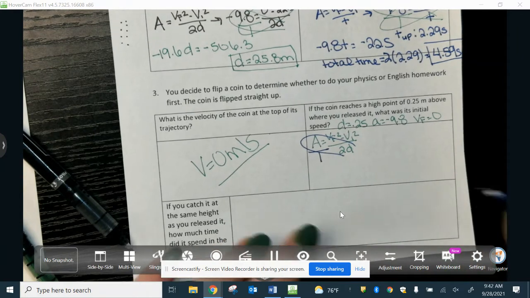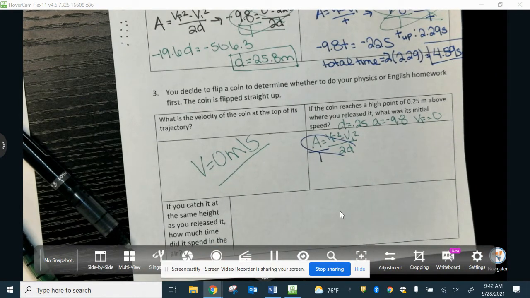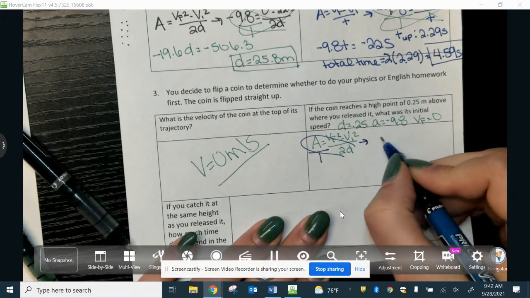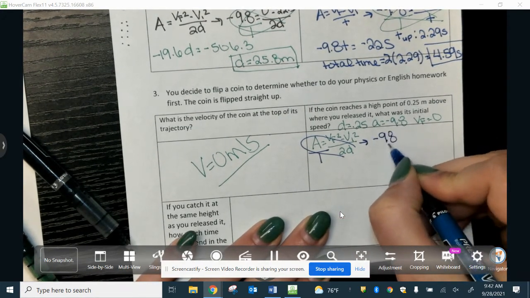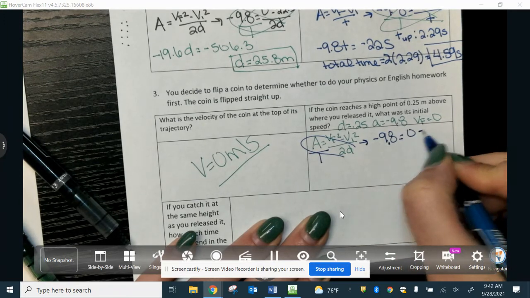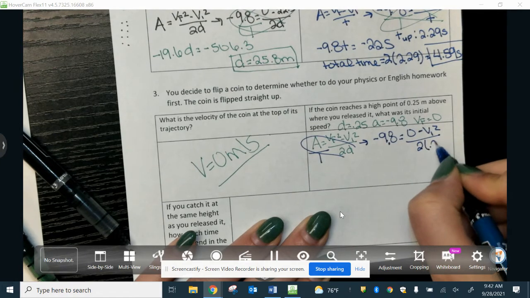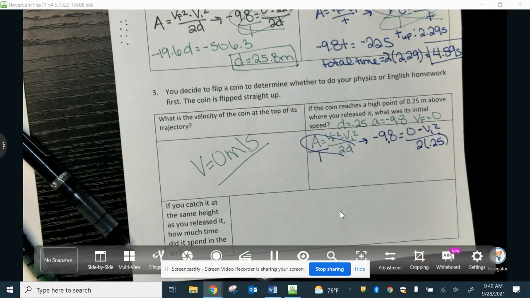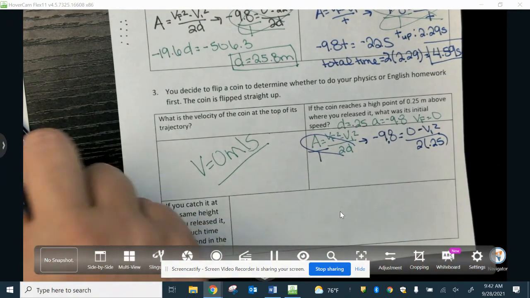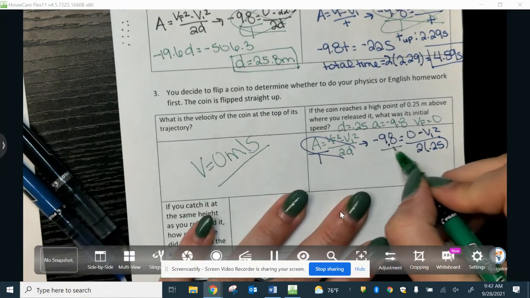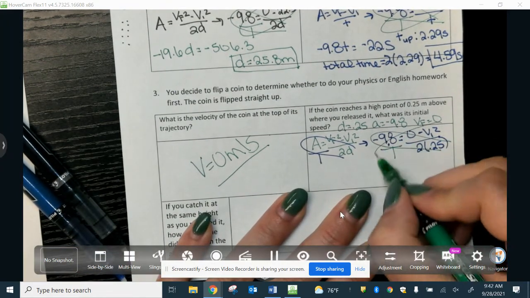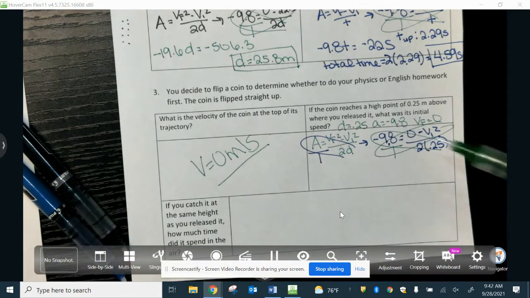Oh my goodness, I got excited. I'm sorry. I forgot to plug it in before I started cross multiplying and dividing. Negative 9.8 equals 0 minus VI squared over 2 times 0.25. Now I'm going to cross multiply and divide. So here I'm taking negative 9.8 times 2 times 0.25.